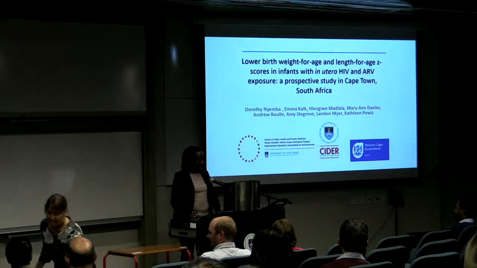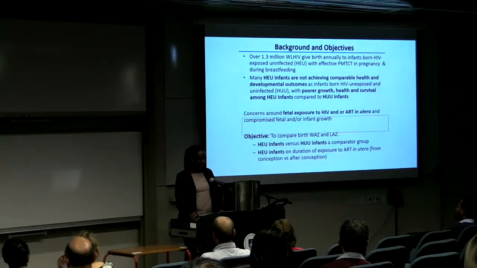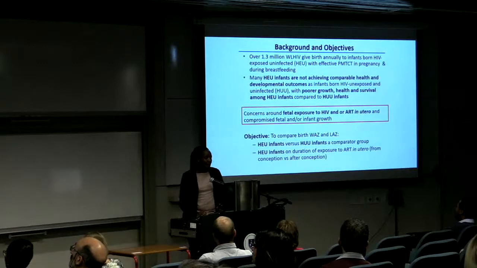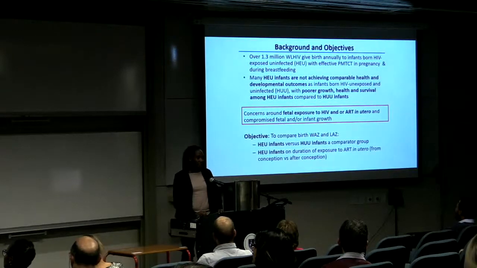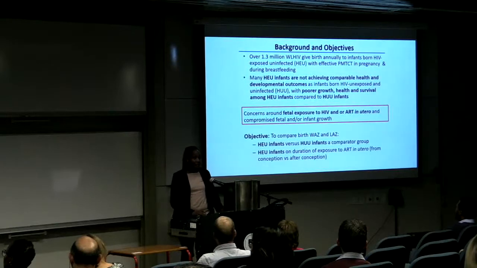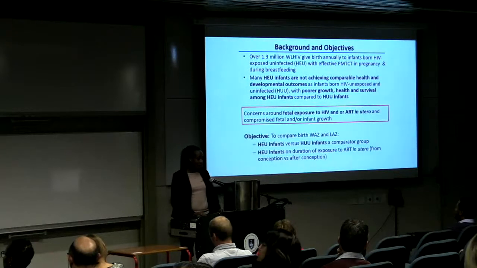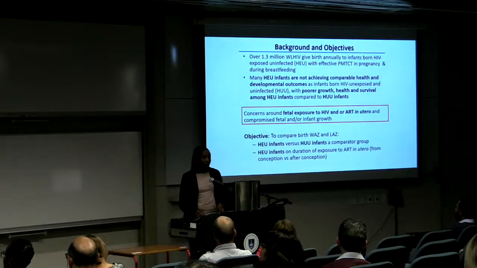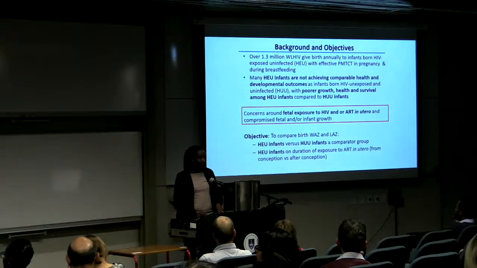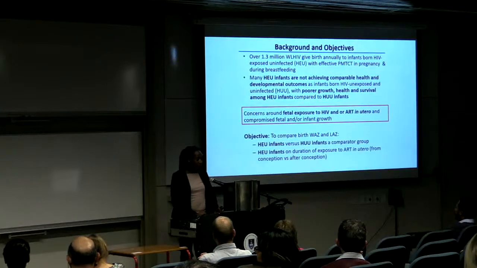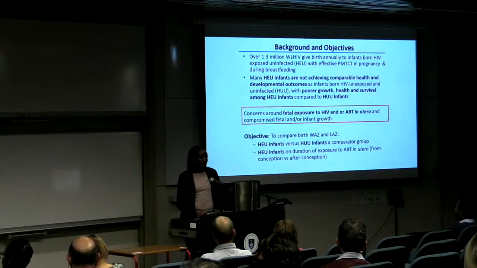Thank you. Afternoon, everyone. I've been introduced, so I'll go straight into my background. Over 1.3 million women living with HIV give birth annually to infants born HIV exposed and infected, with effective PMTCT in pregnancy and during breastfeeding. Yet many of the infants are not achieving comparable health and developmental outcomes as infants who are born HIV unexposed and uninfected, with poorer growth, health, and survival among the HEU infants compared to HUU infants.